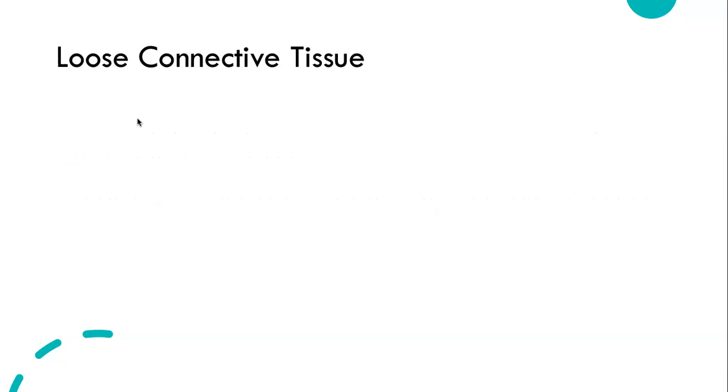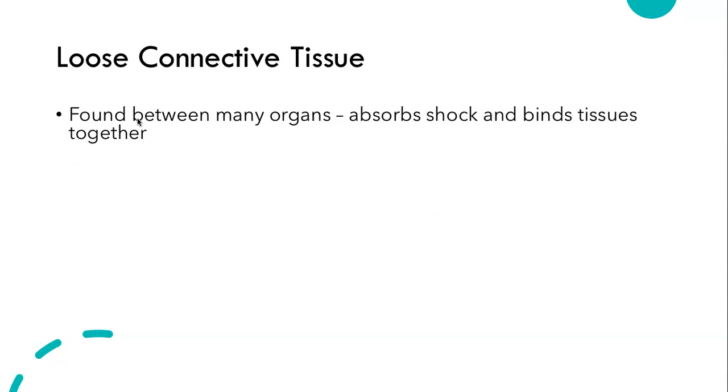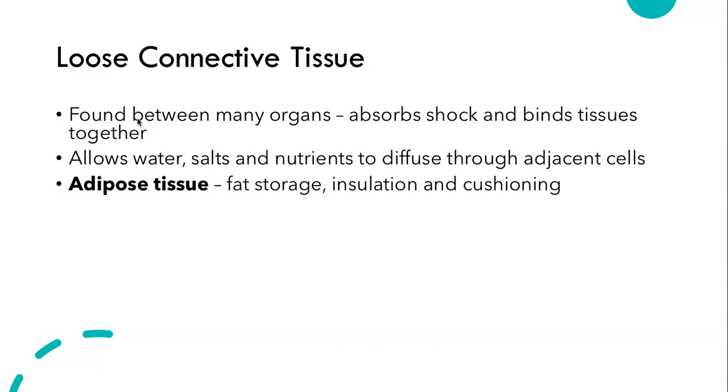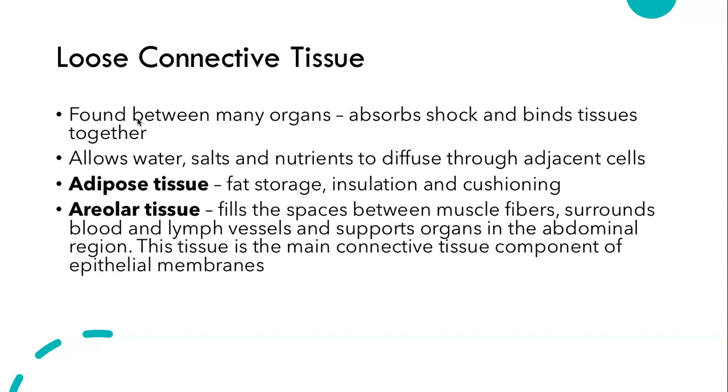Okay, now let's get into the loose connective tissue. This is connective tissue proper, one of the types. It's found between many organs, it helps to absorb shock, and it binds tissues together. It allows water, salts, and nutrients to diffuse through adjacent cells. Remember, because they're not tightly packed together, these are the loose connective tissues. Adipose tissue is an example. Adipose tissue does fat storage, lipid storage, which is fat, insulation, and cushioning.